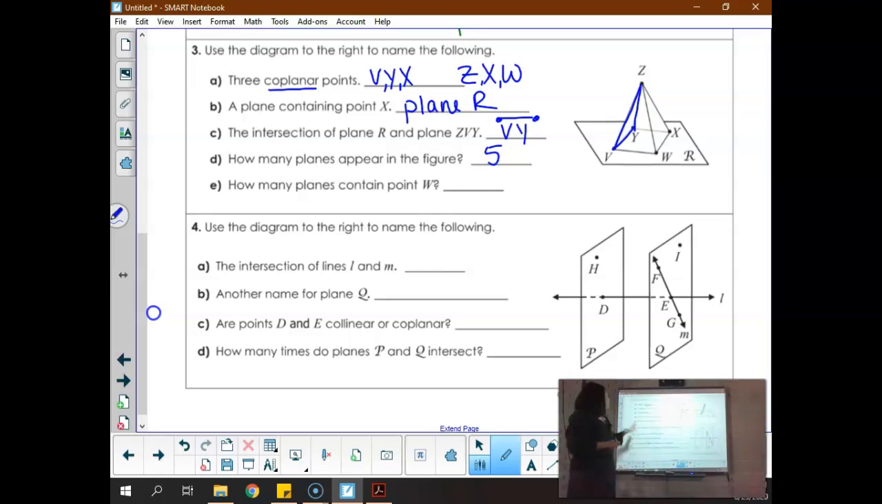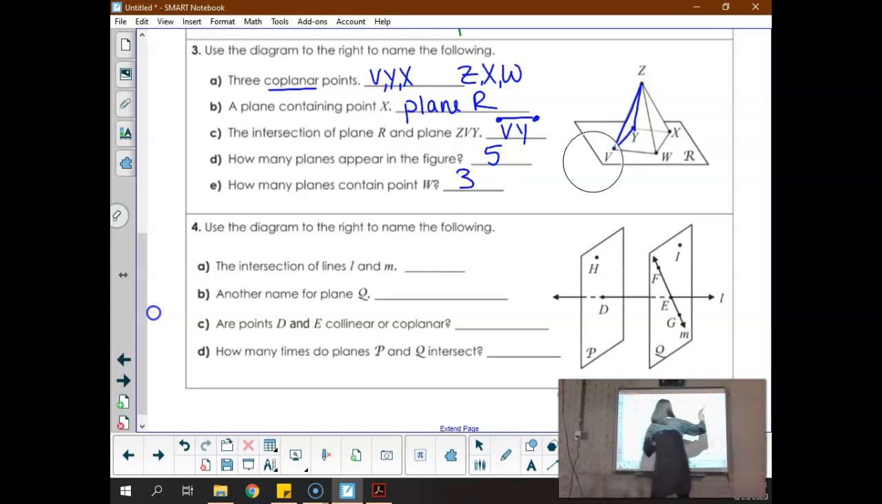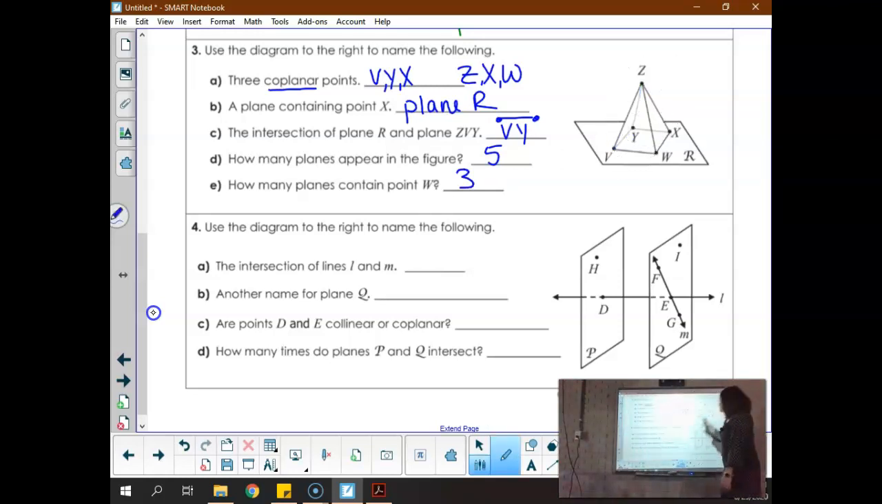All right. Part E, how many planes contain point W? And I would say 3. All right, and here's my reasoning behind 3. Obviously, the bottom. Easiest one, boom, I'm done. Except I've also got this side to my triangle, and then I've got this side to my triangle. W, which is right here, is still on both of those side planes.